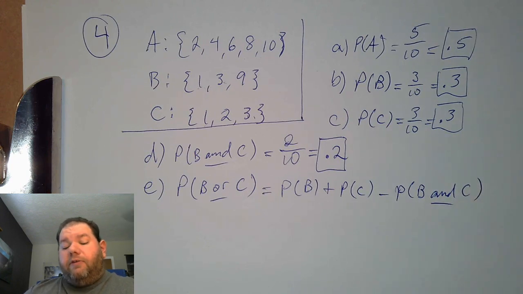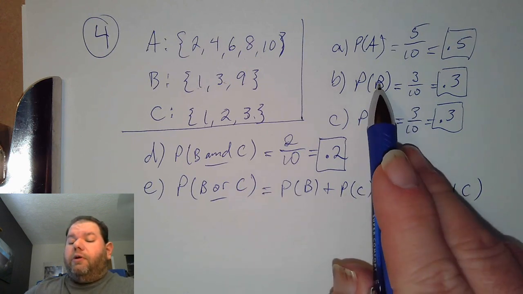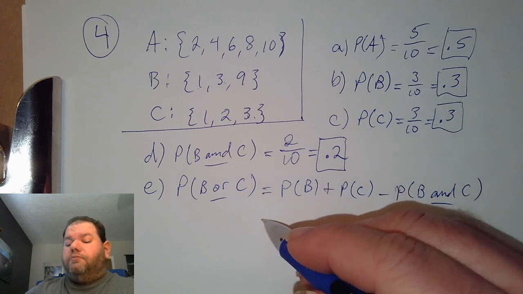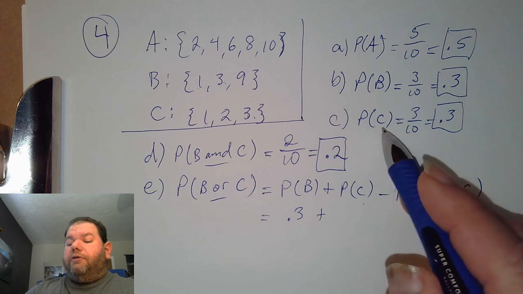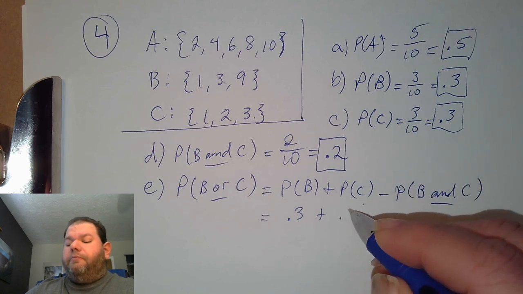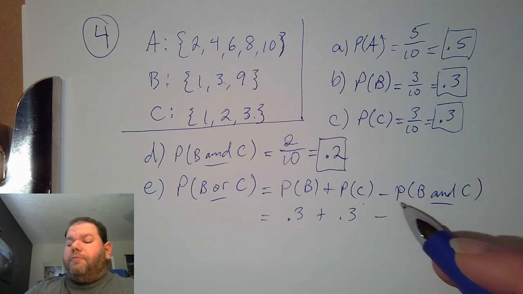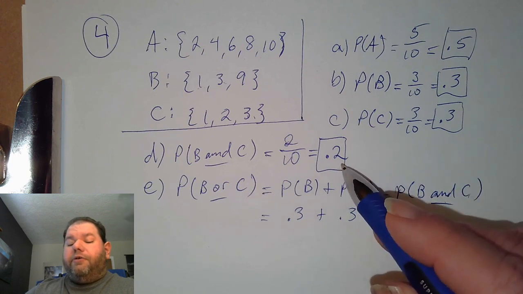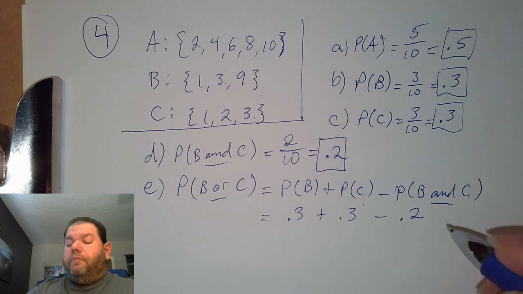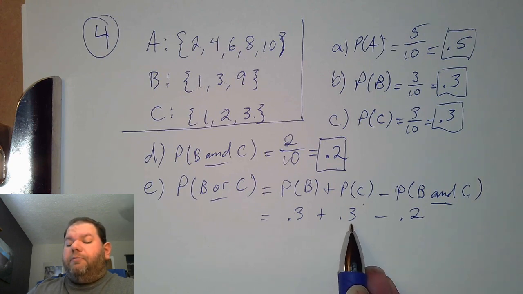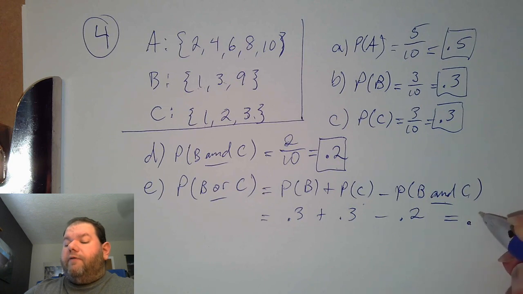Now, at this point, we've already found all 3 of these things. Probability of B, we calculated as 0.3. Probability of C, we calculated as 0.3. And probability of B and C, we calculated as 0.2. So 0.3 plus 0.3 minus 0.2, that gives us a value of 0.4.